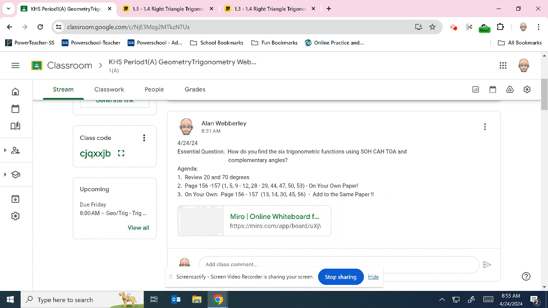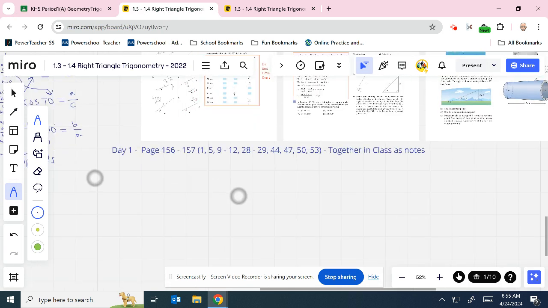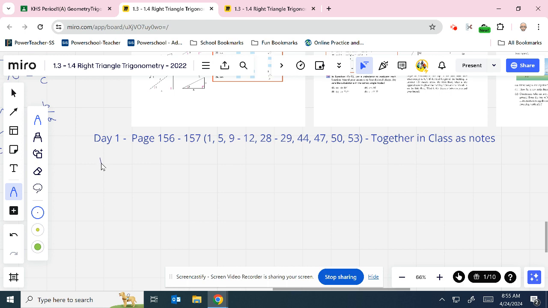Doing those will help you do the ones that you need, because 9 through 12 is just like 13 and 14. 28 and 29 is just like number 30. 44 and 47 are just like number 45, and 50 and 53 are just like 56. So you'll have examples to do your 5. But we're going to do these together. All right, so let's start with number 1.